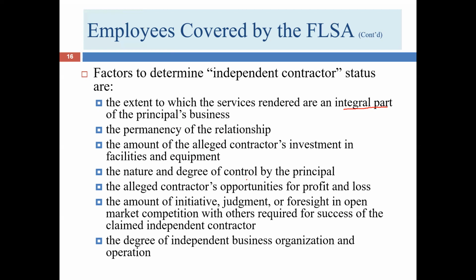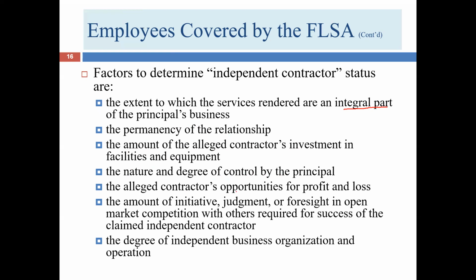The nature and degree of control by the principal. If my boss is telling me how I should do the work, not just what the work that needs to be accomplished is, then I am looking more like an employee. So if I am a carpenter and I am told put the cabinets in, but I'm not told how I ought to put the cabinets in, I'm looking more like an independent contractor.